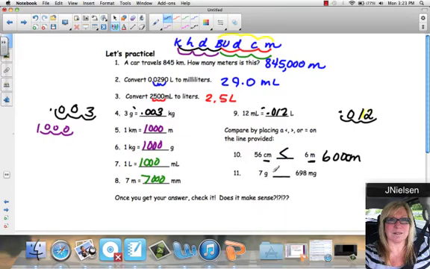In the next one, let's change 7 grams to milligrams. Grams is our base unit. Milligrams is 3 to the right. So I'm going to move the decimal 3 to the right. So 7 grams is 7,000 milligrams. And when comparing that to 698, we know that 7,000 is a whole lot larger.